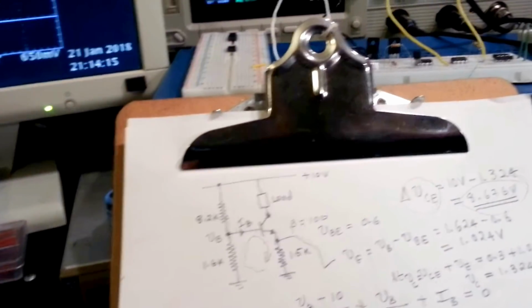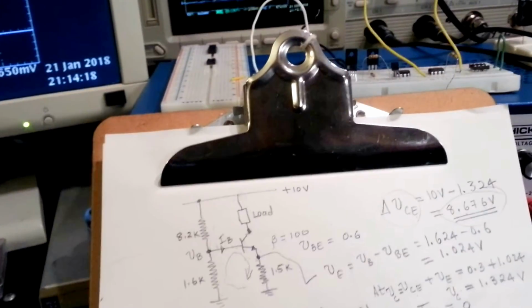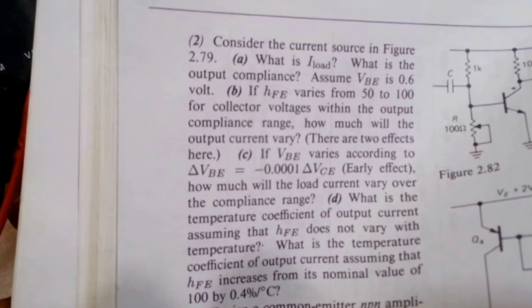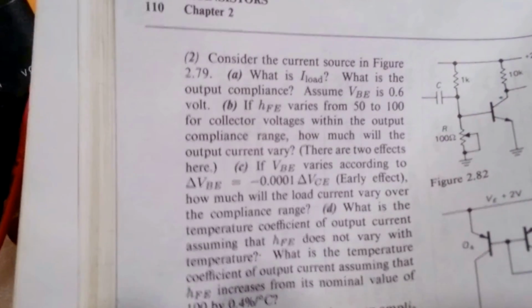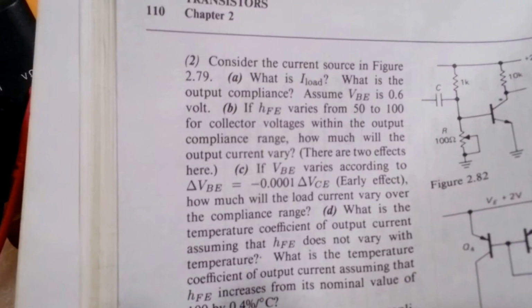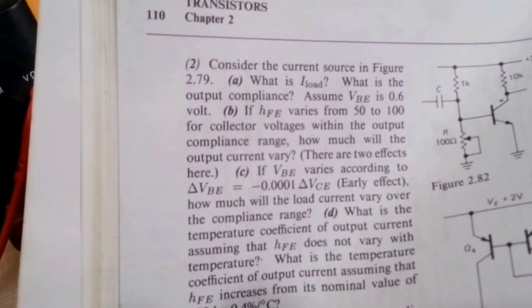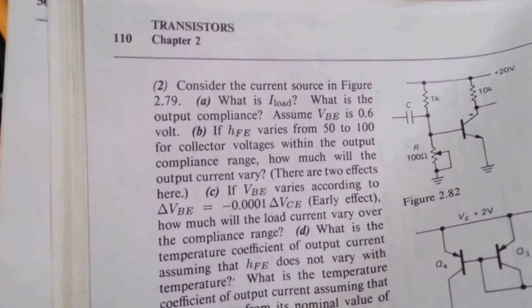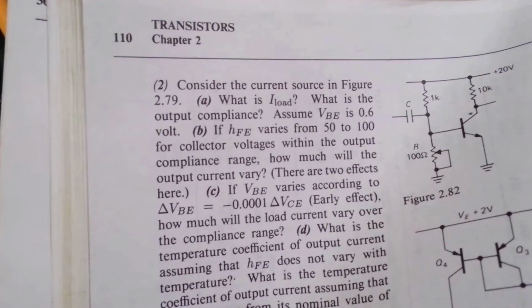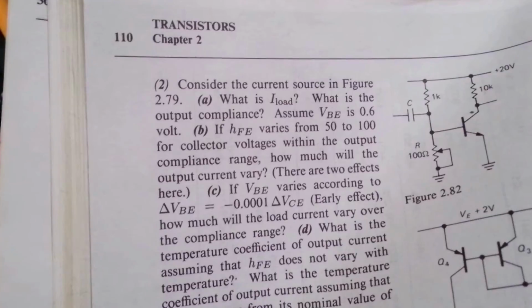Let's find the actual page in the book. There it is. The B part says, if HFE varies from 50 to 100 for collector voltages within the output compliance range, how much will the output current vary? It says there are two effects here, so we'll describe the two effects affecting this transistor current source when HFE varies from 50 to 100 for a collector voltage within the output compliance range. What we'll have to do is just recalculate.